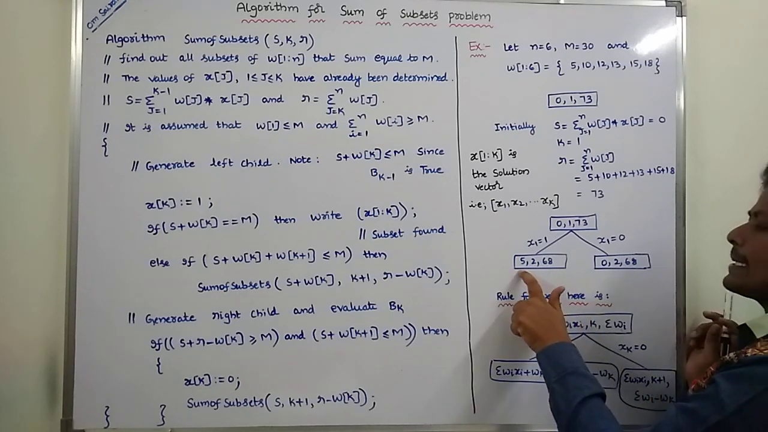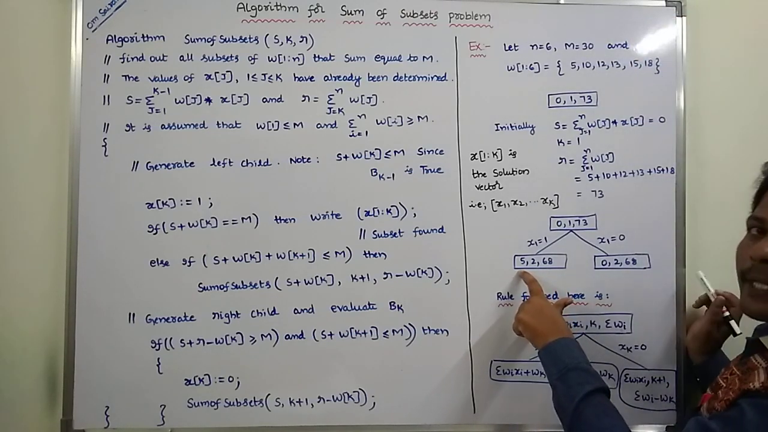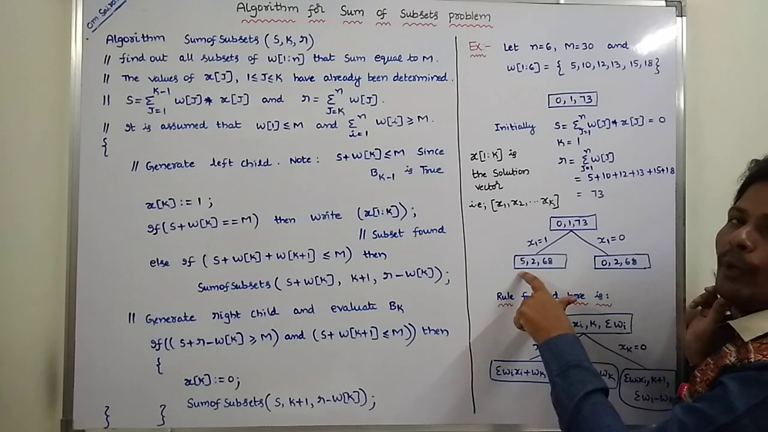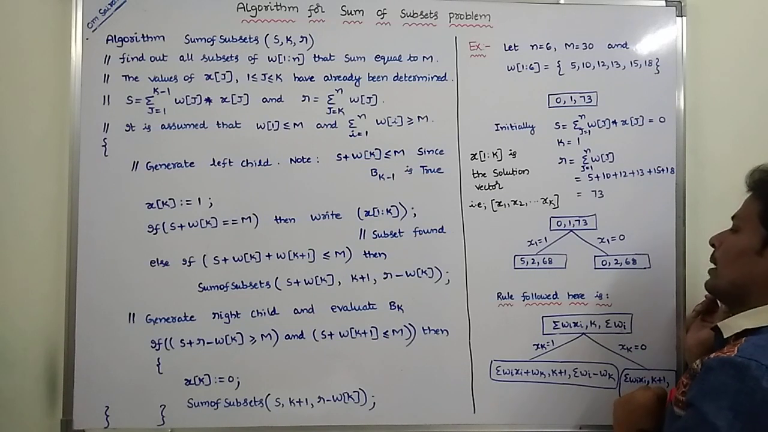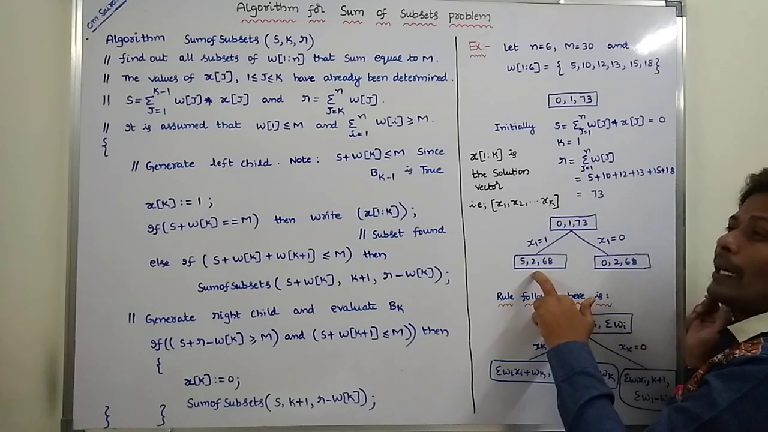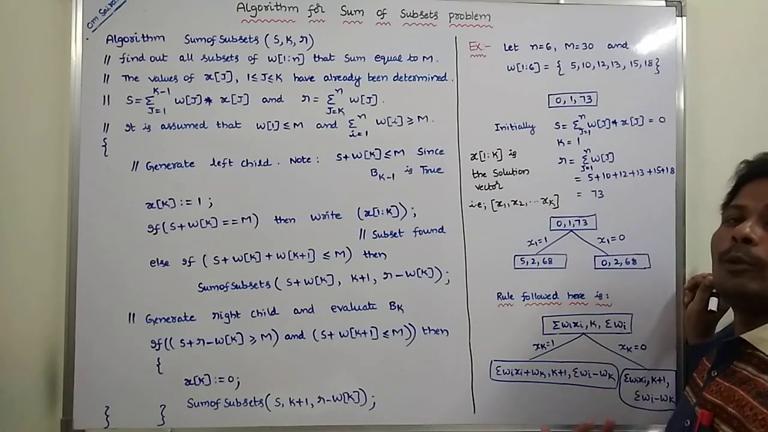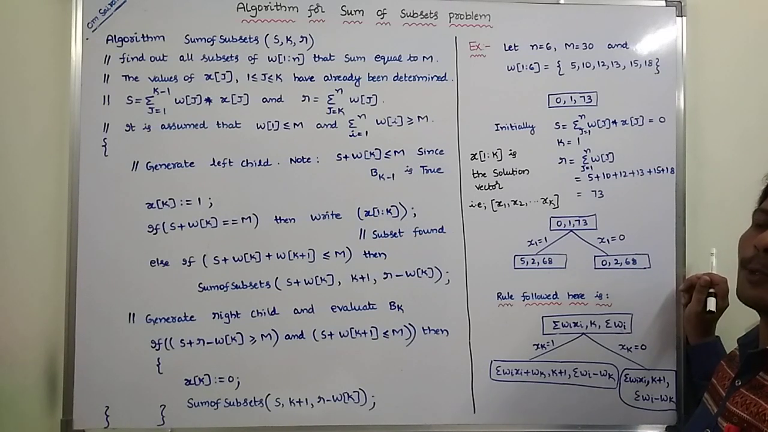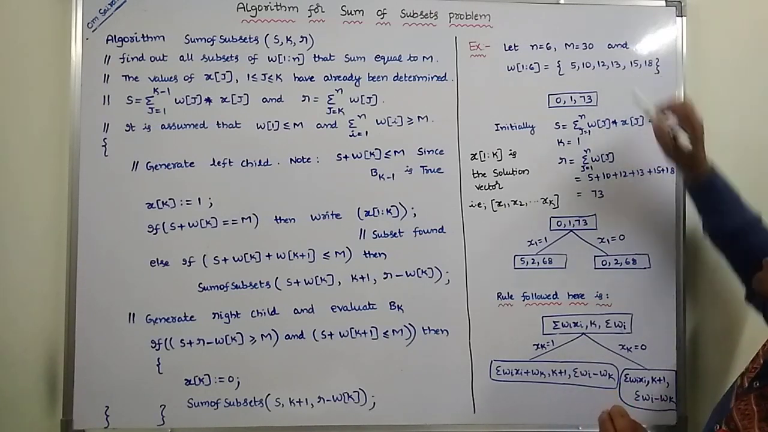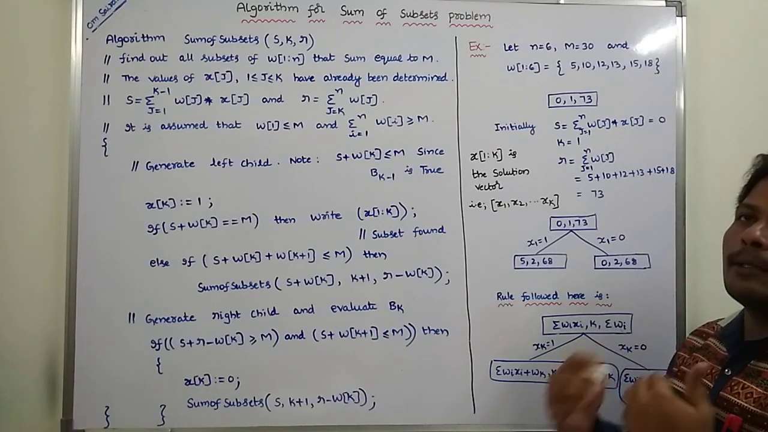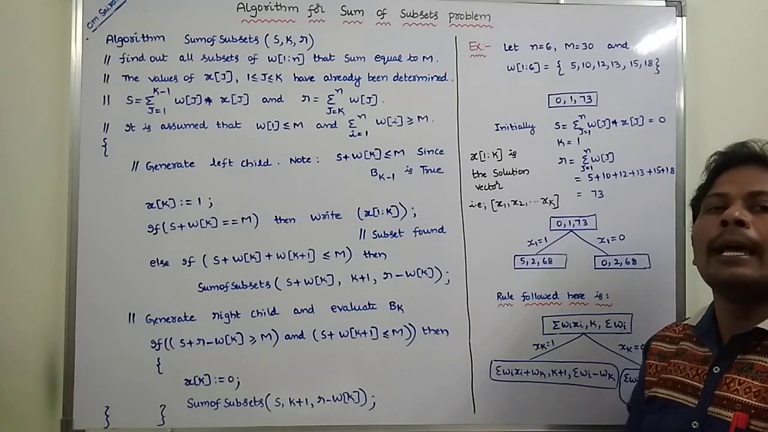Suppose this sum value exceeds the capacity capital M, then by using the bounding functions, we have to kill the live node. After all objects are completed, if the weight is less than M, then we have to use the bounding functions, because that node cannot be extended as all the weights are completed and there are no weights left to assign. At that time we use the bounding functions to kill that live node.